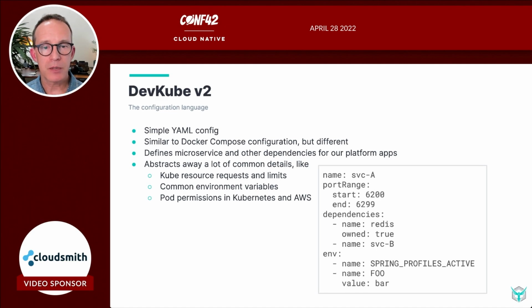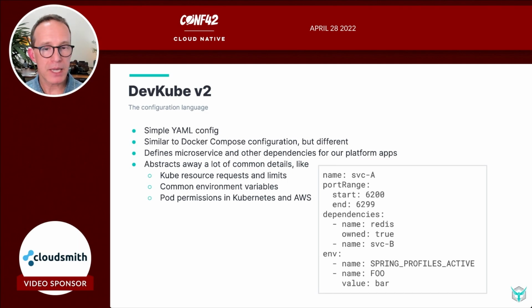So now we define microservices and other dependencies for our platform apps, but we can abstract away a lot of common details. Like in our previous Docker Compose files, we were defining resource requests and limits, so that as these DevCube environments would come up in Kubernetes, we were telling Kubernetes how much memory and CPU we expected those DevCube environments to take. And that way, Kubernetes could auto-scale to handle more of these DevCube environments coming up and down.